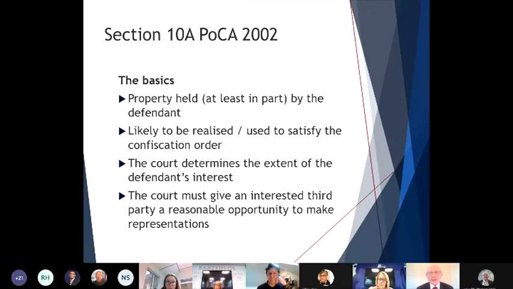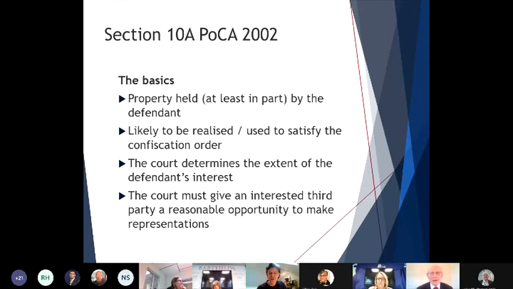So just because we have a situation where property is held by the defendant and somebody else, it doesn't necessarily follow that the court is going to be required to make a Section 10A determination. What it can do is simply make a finding that, in the example I gave, this defendant has 50% of the equity and that's it. And that doesn't use the mechanism of Section 10A.